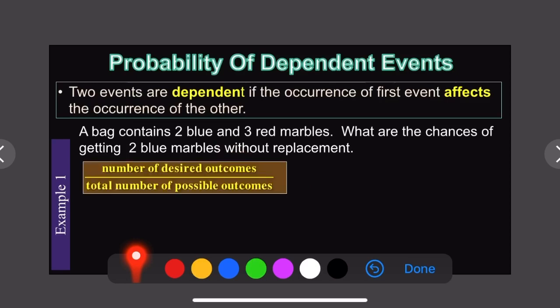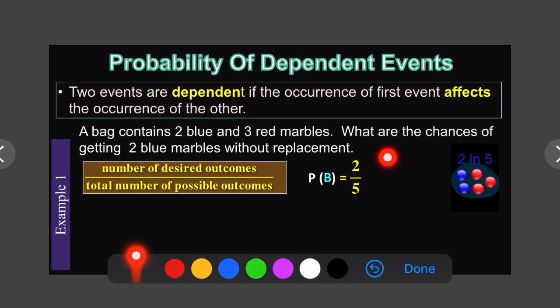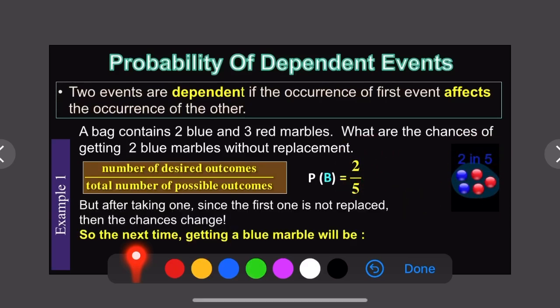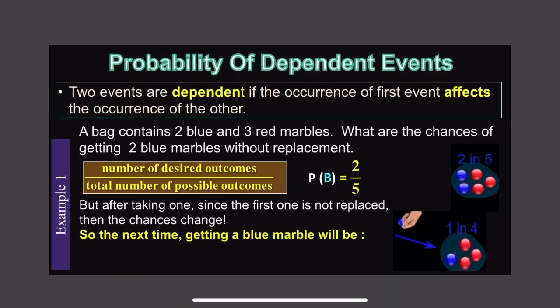We will use the single probability formula to find the probability of the first event, that is getting the first blue marble, which is 2 out of 5 marbles. Now since we have taken one, for the second event the number of marbles in the bag will be different because we are not putting what we took back in the bag. So the next time, getting a blue marble will be 1 in 4. That means we got 1 by 4 for the second event.